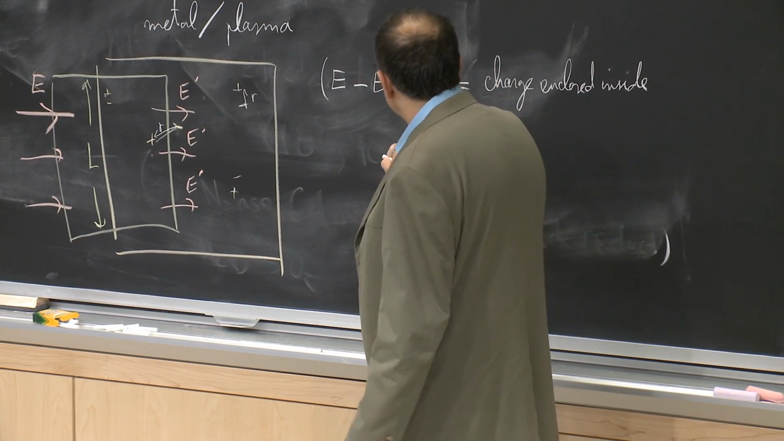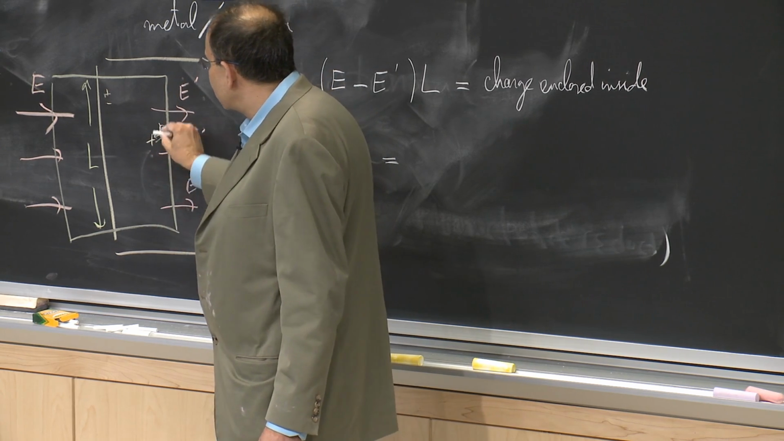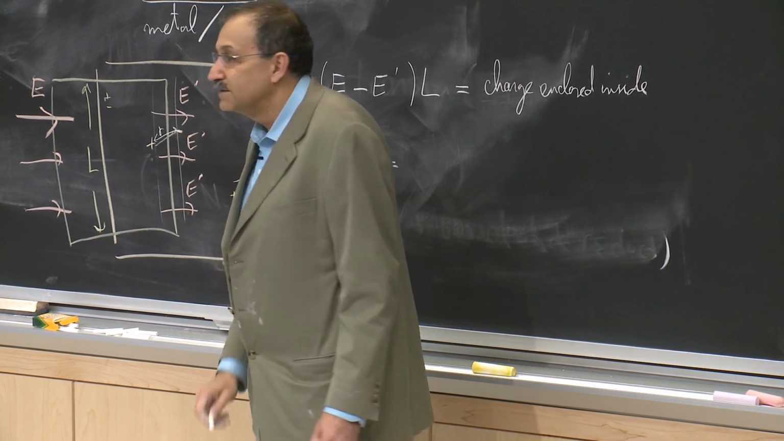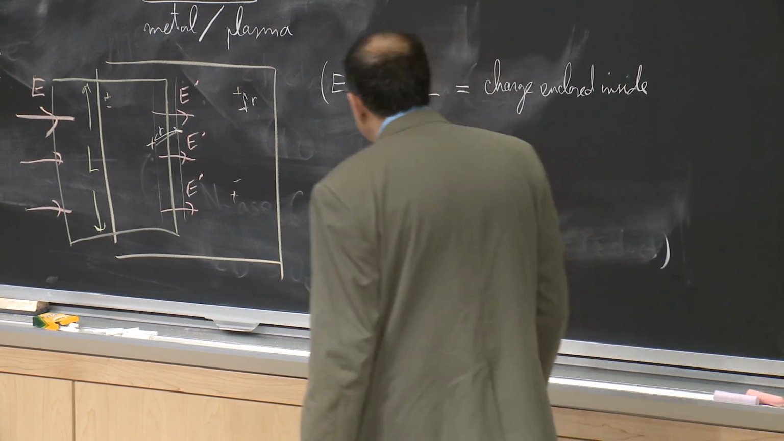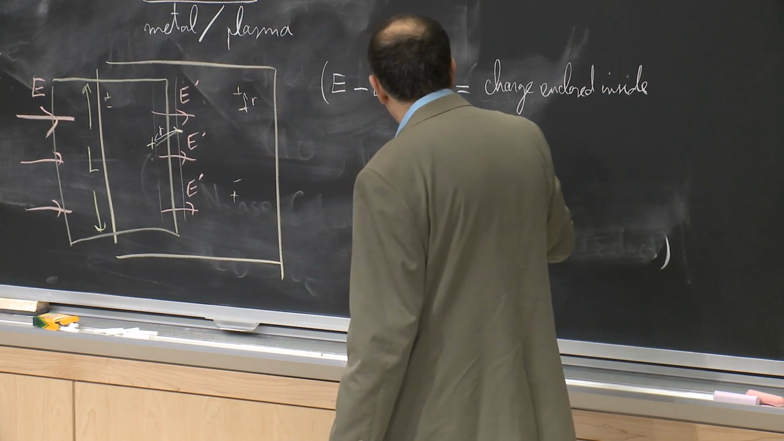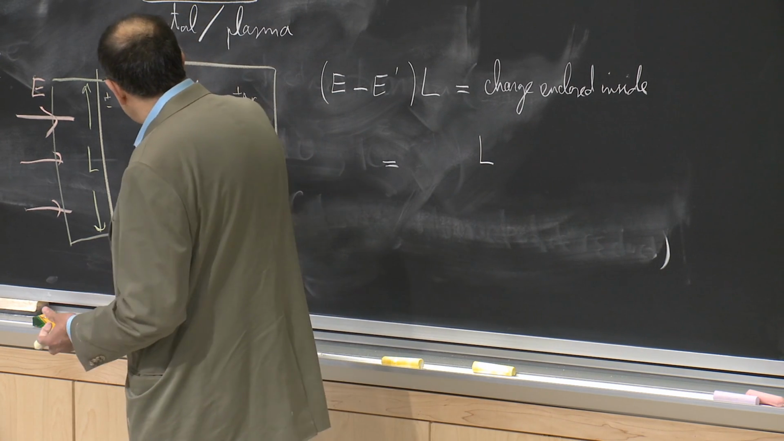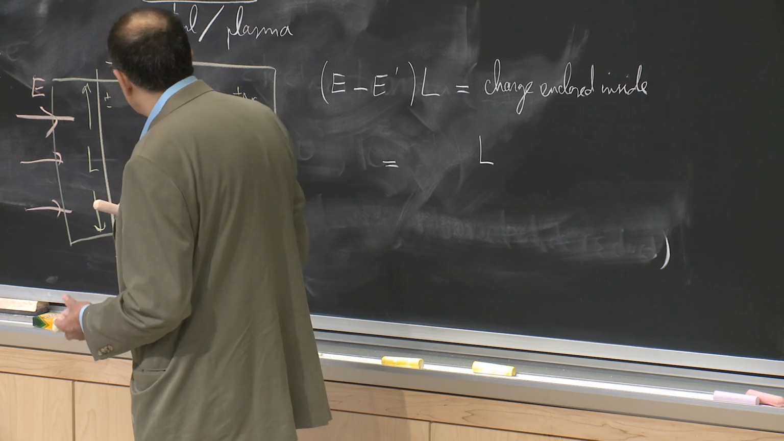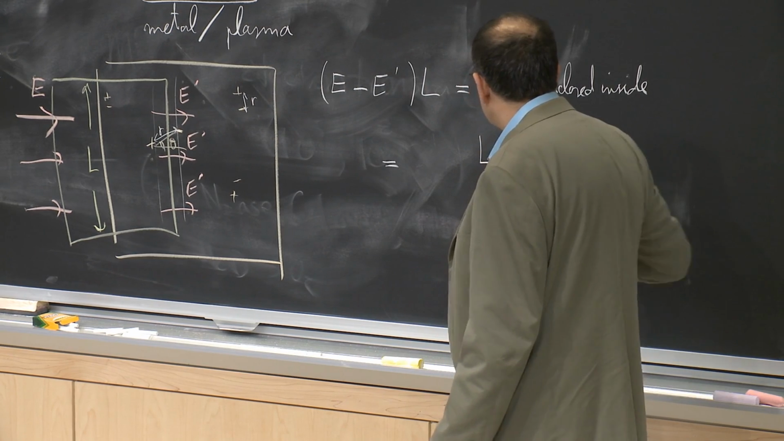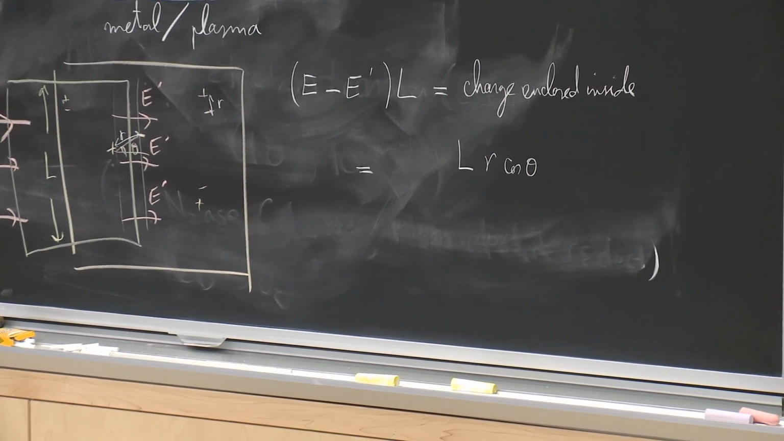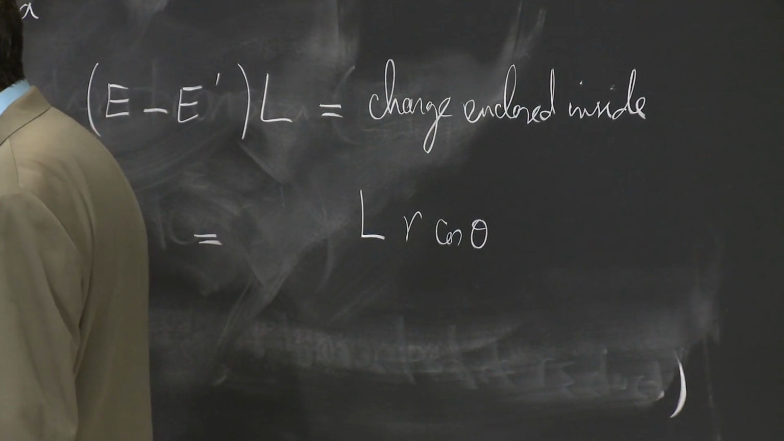Okay? So that number has to be proportional to essentially this area. What is that area? On one side it is L. On the other side it is r, but if the dipole is oriented at an angle theta, it is in fact r cosine of theta. Okay? So that's the number.